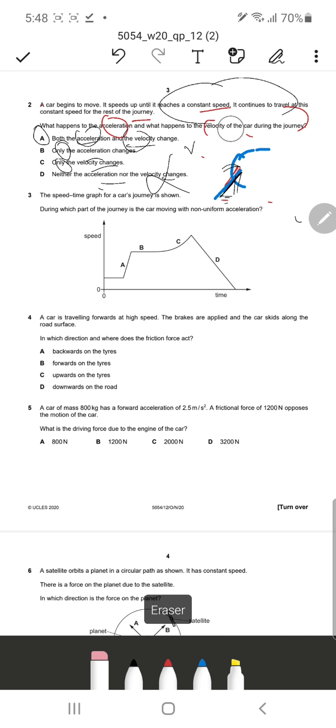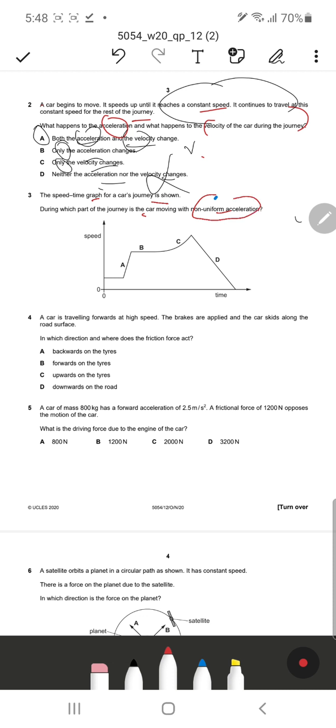So let's remove that part because we no longer need it. The third question says a speed-time graph for a car's journey is shown. During which part of the journey is the car moving with a non-uniform acceleration? So it mentions a non-uniform acceleration. We can see that this is actually a speed-time graph.